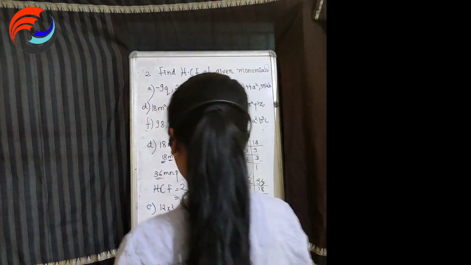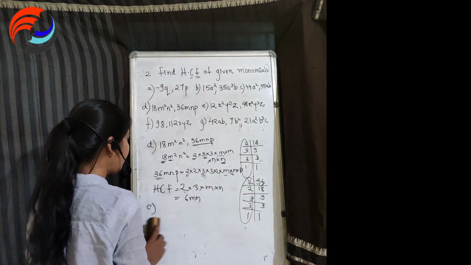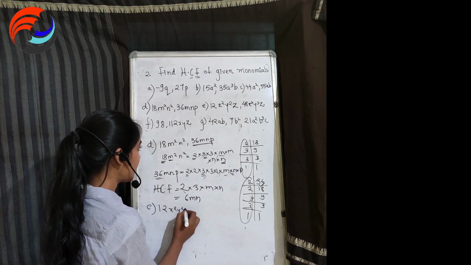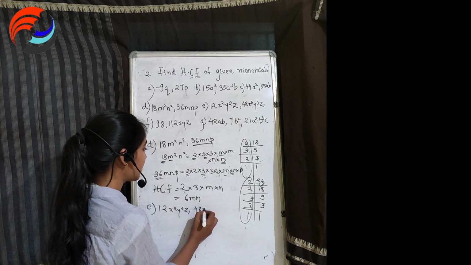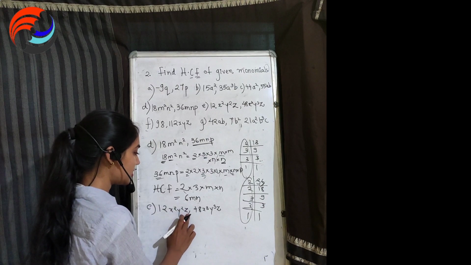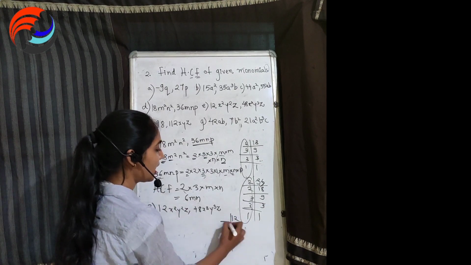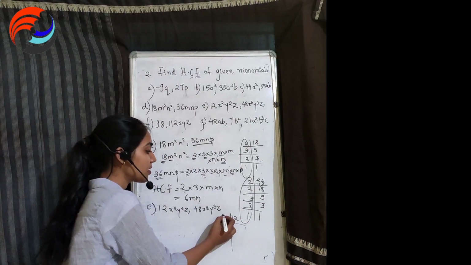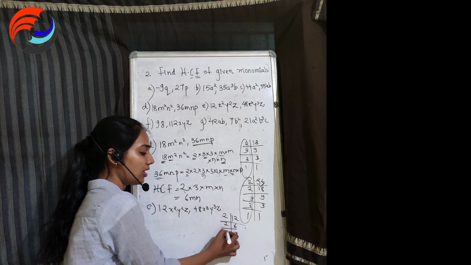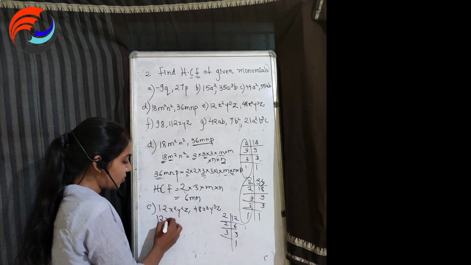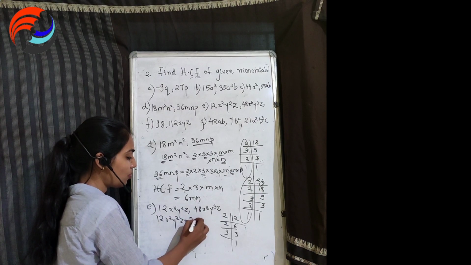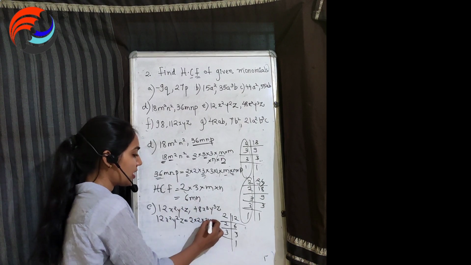So now 12x square y square z and 48x cube y cube z. So what is the factor of 12? 2 sixes are 12, 2 threes are 6, 3 ones are 3. So 12x square y square z equals, instead of 12, 2 multiply 3 multiply x square.